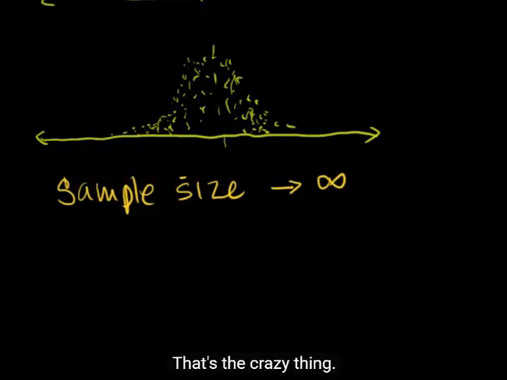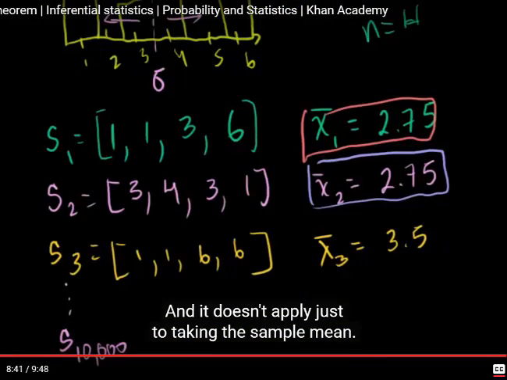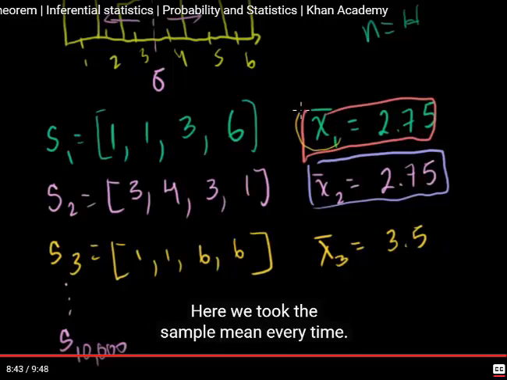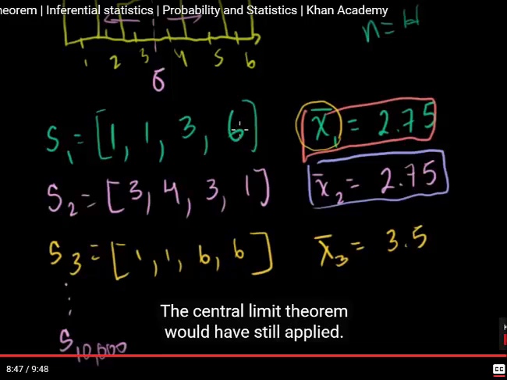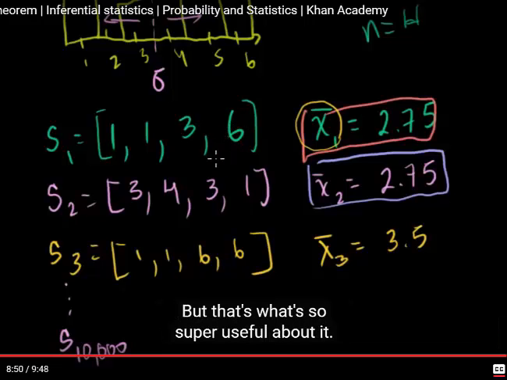That's the crazy thing. And it doesn't apply just to taking the sample mean. Here we took the sample mean every time, but you could have also taken the sample sum. The central limit theorem would have still applied. But that's what's so super useful about it.